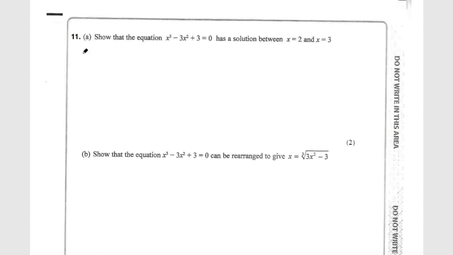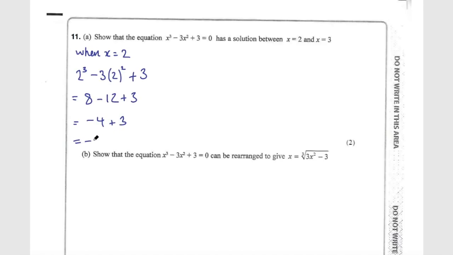Okay, so let's substitute x equals 2. So when x equals 2, this will be 2 cubed minus 3 times 2 squared. All I'm doing is substituting this 2 into this equation here. So 2 cubed minus 3 times 2 squared plus 3, and then figure out what that equals. So 2 cubed is 8, 2 squared is 4, so that's going to be minus 12 plus 3, and then 8 minus 12, that's minus 4 plus 3, which is minus 1.